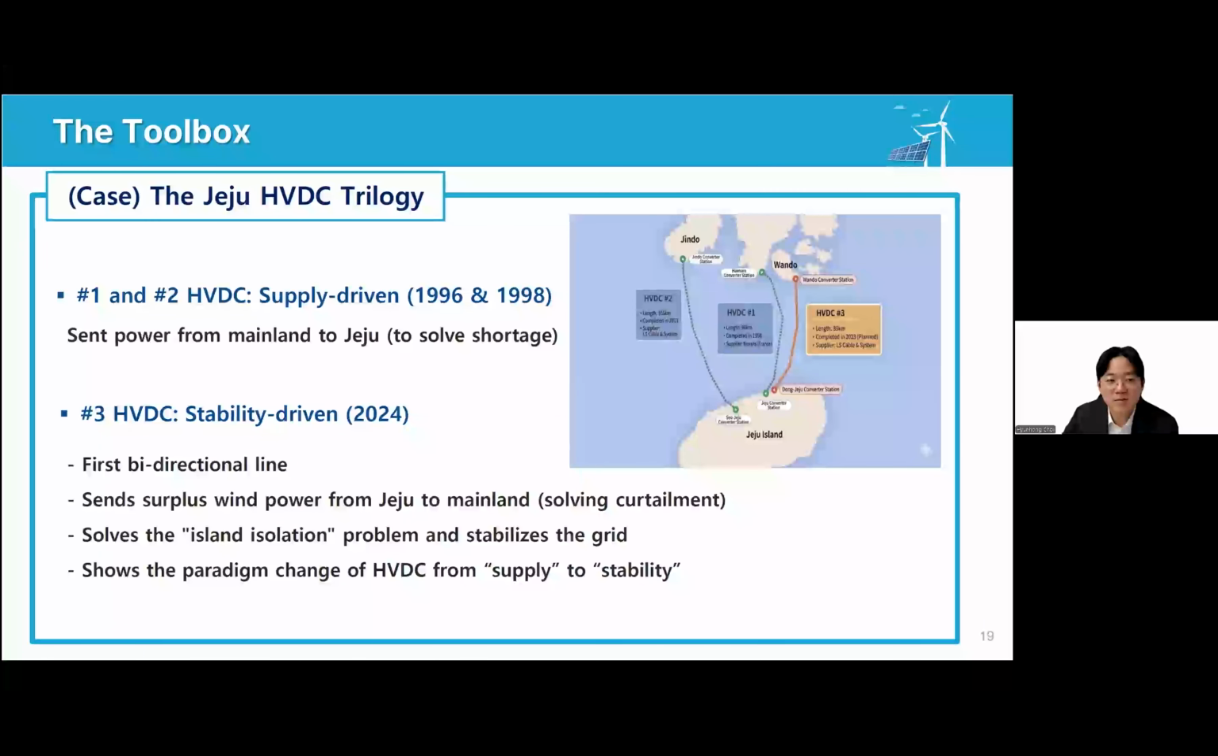The Jeju HVDC project illustrates the most representative case of this technology. So as you can see from the picture, lines number 1 and 2, which were completed in the late 90s, were supply driven, sending power from the mainland to Jeju Island to solve shortages. However, line number 3, which was completed in 2024, is stability driven. As our first bi-directional line, it can now send Jeju's surplus wind power back to the mainland, solving the problem of curtailment and stabilizing the entire grid. For your information, Jeju is the largest island in Korea and has windy weather, which makes it an optimal place for wind power generation.